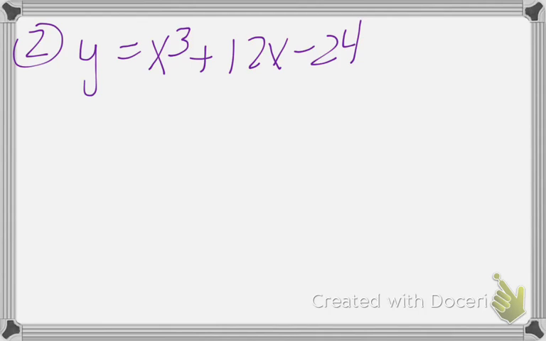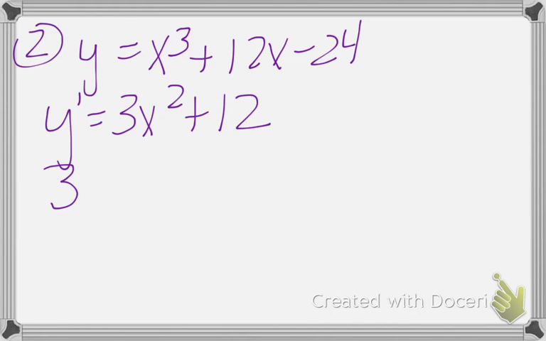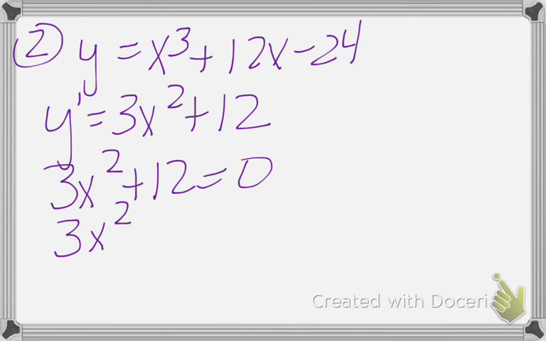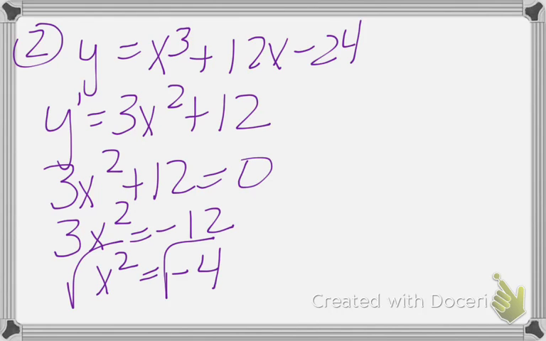Okay, question 2. This was the original function. And we're looking for increasing and decreasing, so that involves the first derivative. Set it equal to 0. Okay, and this will make no sense because if you take the square root of both sides, we can't take the square root of a negative number. That means that there are no critical points, and so to find out if it's increasing or decreasing, we're going to make a wiggle graph.